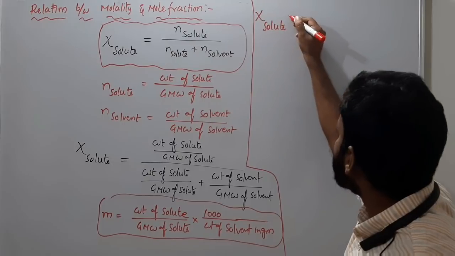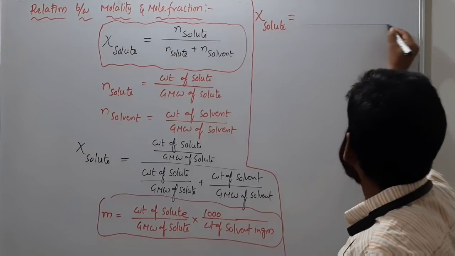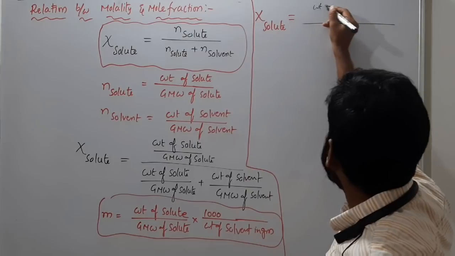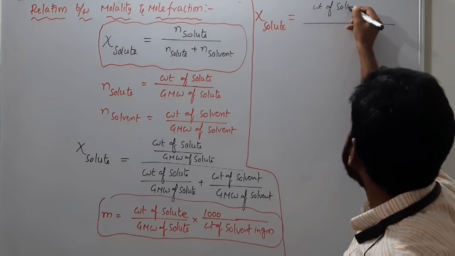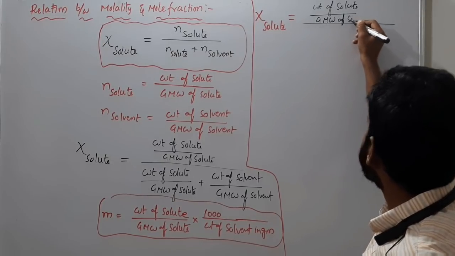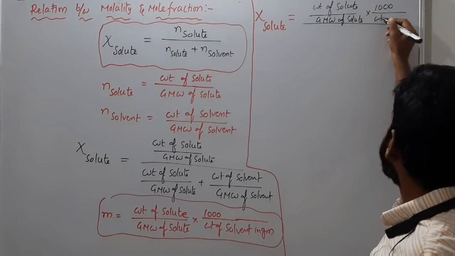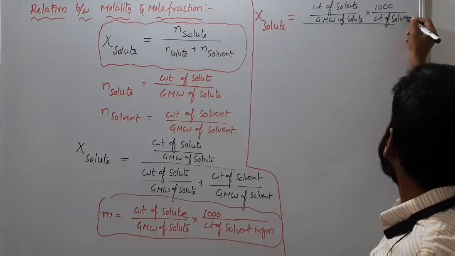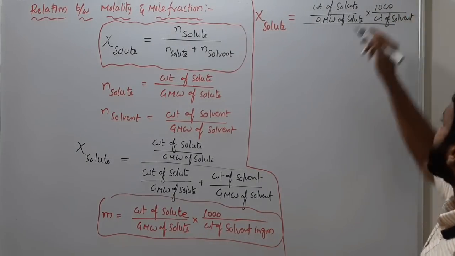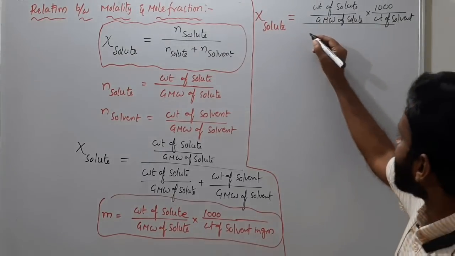Mole fraction of solute is equal to, you will have this: weight of solute by gram molecular weight of solute into this 1000 by weight of solvent. Able to observe what I have written? So I multiplied the numerator with this weight of solvent term, so I can multiply it for the denominator also now. So what can I do now?